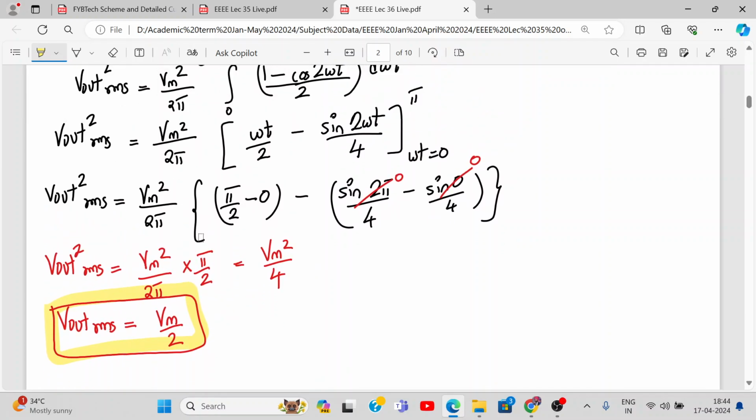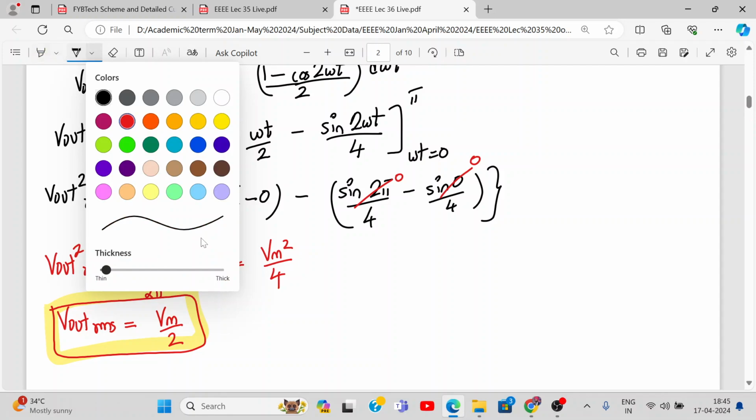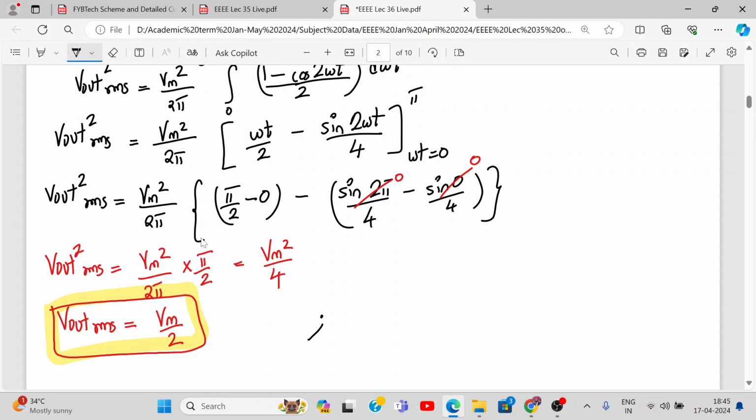Okay, so please note it down. I hope you have completed up till here. What about I out RMS? It's Im by 2, where Im is Vm upon RL. Agree?